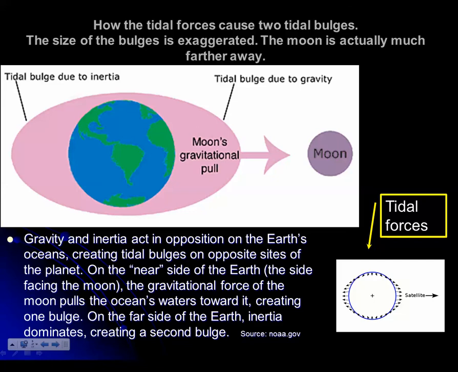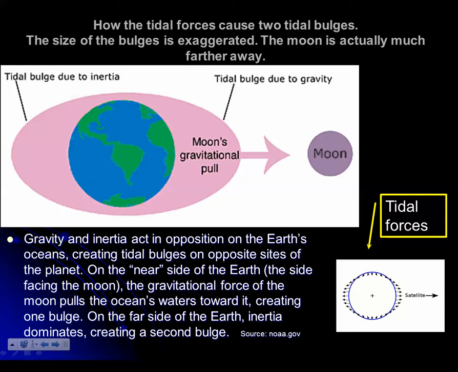All right, now this diagram, first of all, you have to realize that the size of the bulges is way exaggerated. And the moon is much, much, much farther away. But what we can see is that when the moon pulls on the Earth's oceans and the Earth itself too, that's the tidal force. And gravity and inertia act in opposition on the Earth's oceans. This creates tidal bulges on opposite sides of the planet.